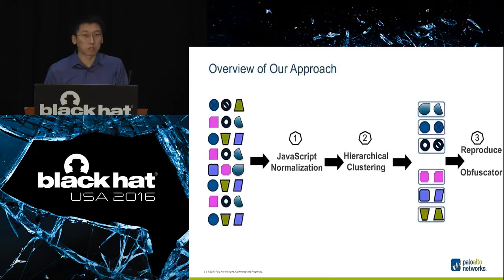Okay, this figure shows the high-level picture of our approach. Given a large sample set, which can be generated by different obfuscator versions or variants during 2 years, we first leverage JavaScript normalization to extract the structure of the script from each sample, and then we utilize a hierarchical clustering model to group the samples in a way that samples from the same cluster are generated by the same obfuscator version or variant. Then we just need to manually analyze samples within each cluster to reproduce the obfuscator and figure out what the original obfuscator looks like.